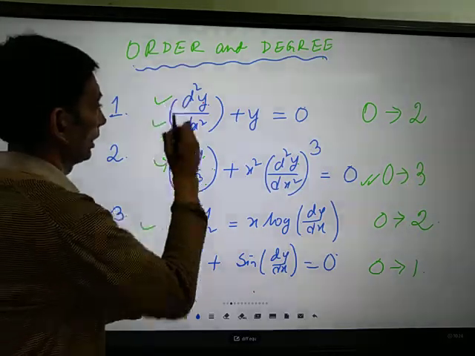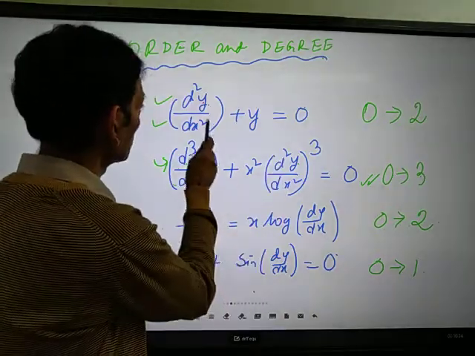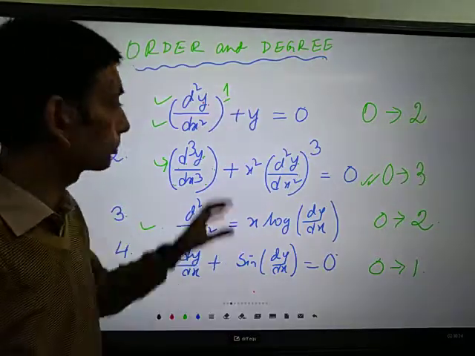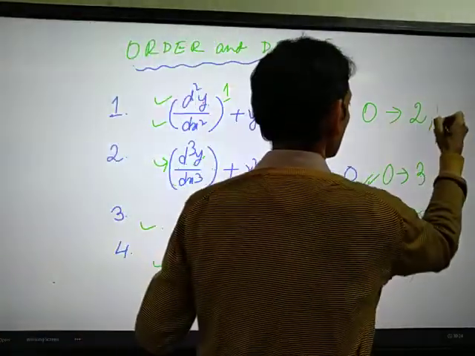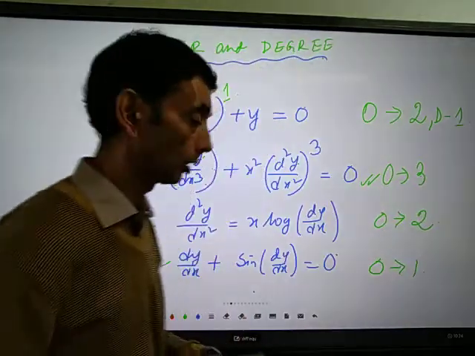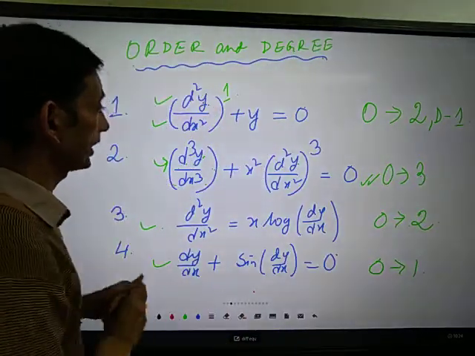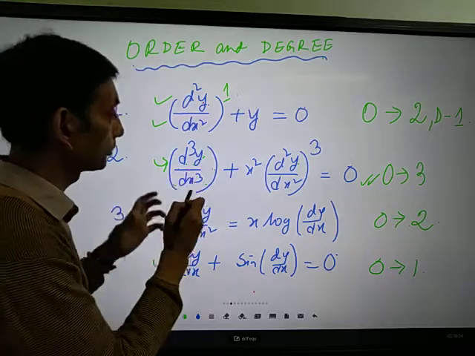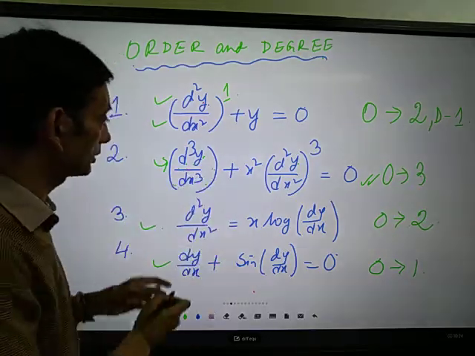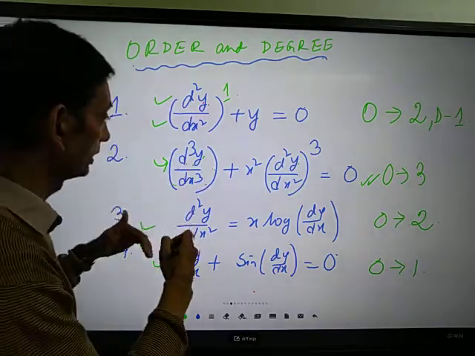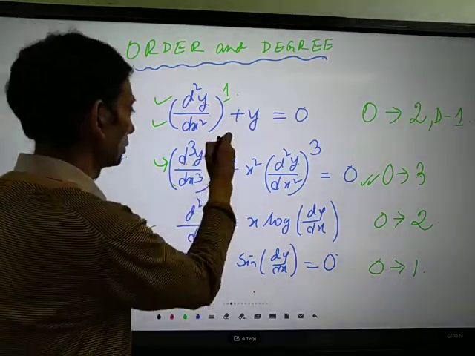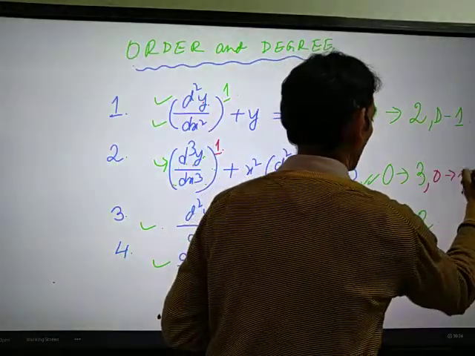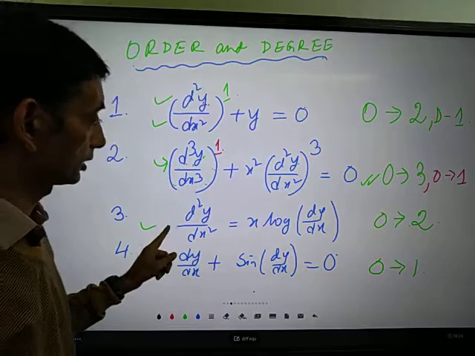Here the order of the differential equation is 2, so we need to check the exponent of this term. The power of this term is 1, so degree will be 1. Let us check the second differential equation. This particular term gives us the order, that is third order. Now let us check the exponent of this term. The exponent is 1, so the degree is 1.